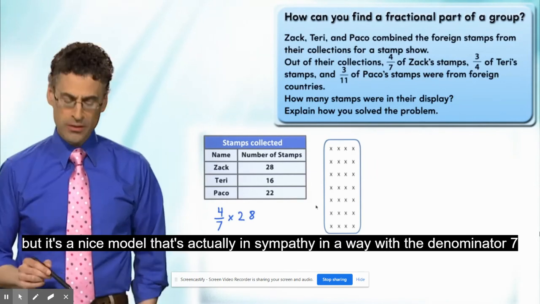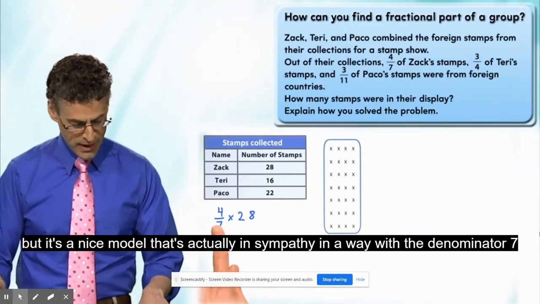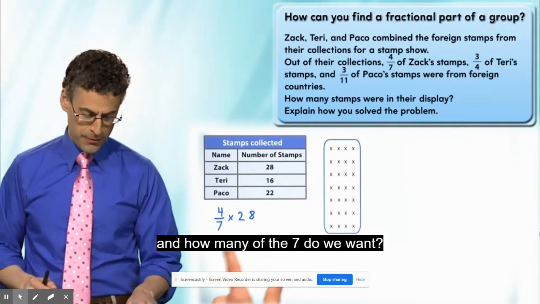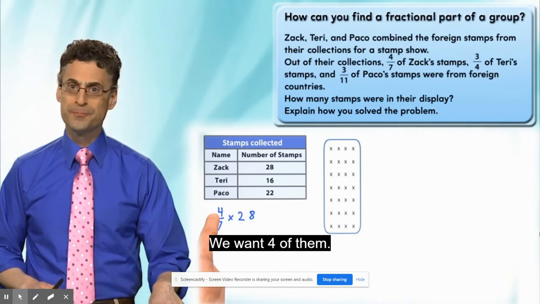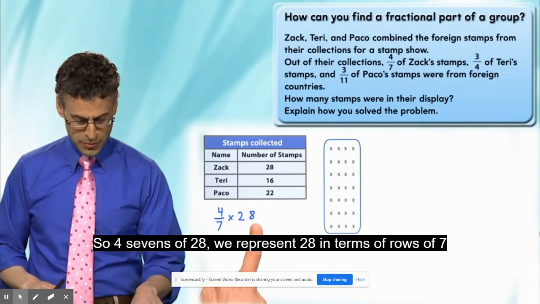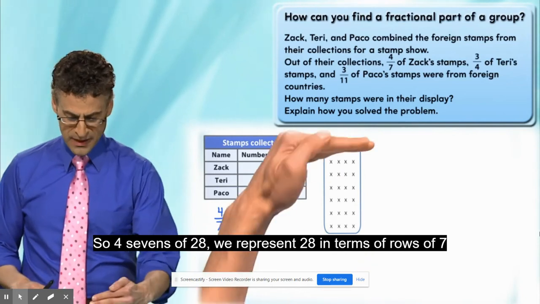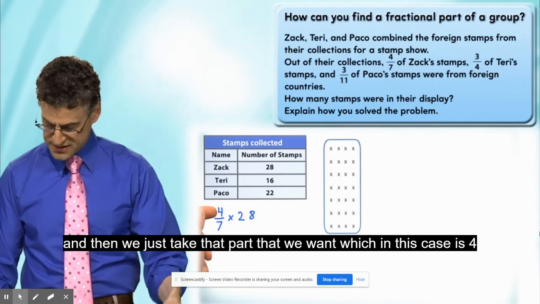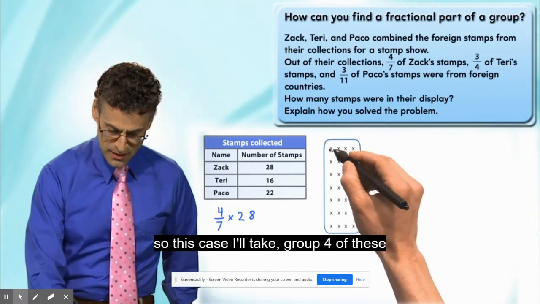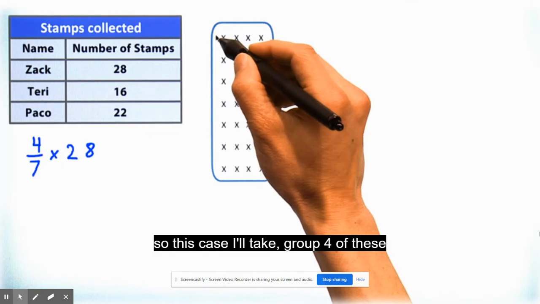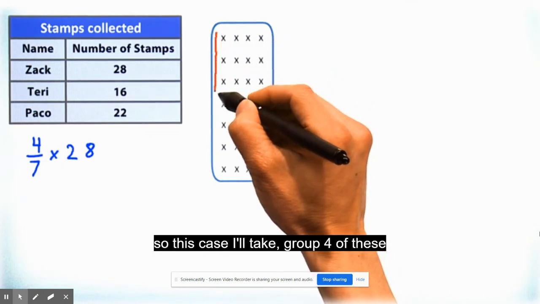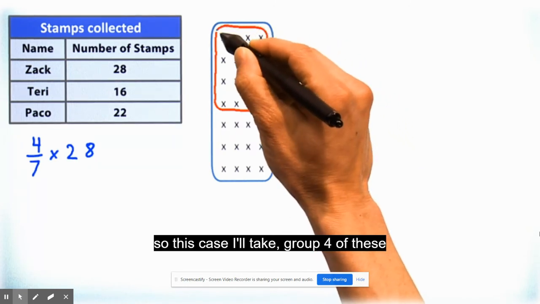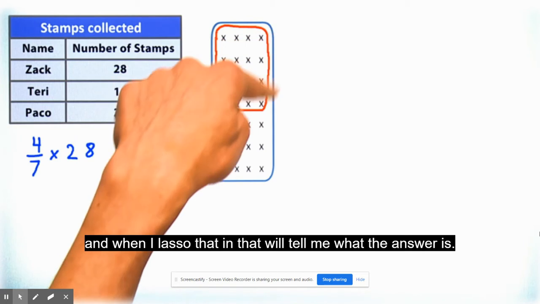But it's a nice model that's actually in sympathy, in a way, with the denominator 7, because now we have 7, we've partitioned it into 7. And how many of the 7 do we want? We want 4 of them. So for the 4/7 of 28, we represent 28 in terms of rows of 7, and then we just take that part that we want, which in this case is 4. So in this case, I'll take group 4 of these. And when I lasso that in, that will tell me what the answer is.